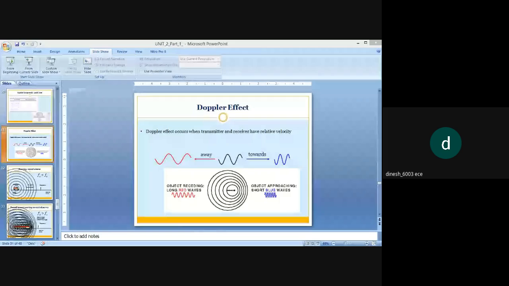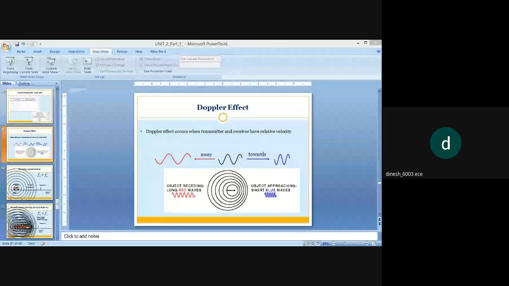Here is a source, which is in a vehicle, and we have an observer who is watching this at rest. So this is a resting sound source. Now let us see. The source emits an electromagnetic wave. It emits at a particular frequency.